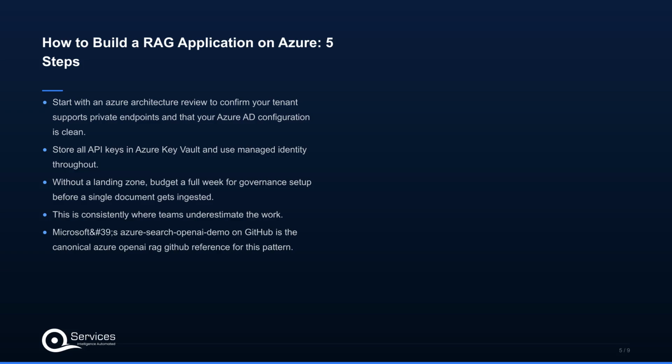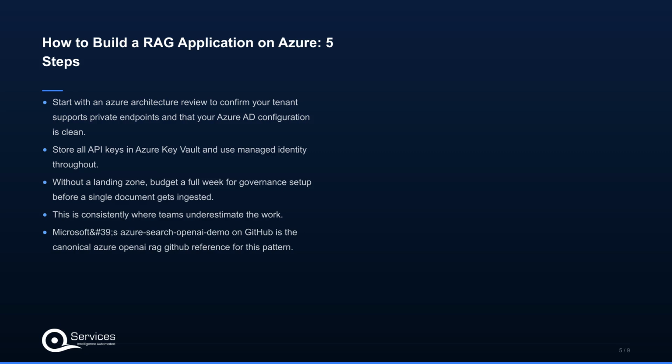Next up, how to build a RAG application on Azure, 5 steps. The 5 steps to build a RAG app on Azure are: provision and configure core services, build the document ingestion pipeline, implement retrieval and orchestration, wire the generation step with prompt engineering, and deploy with CI/CD and monitoring.